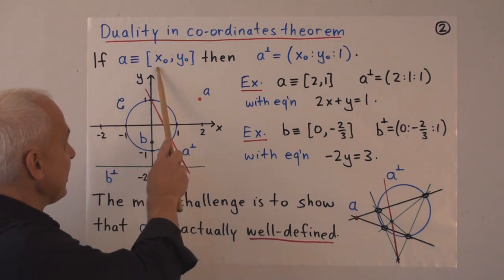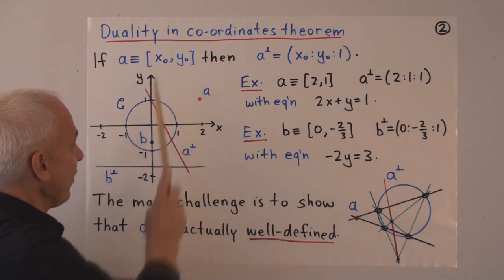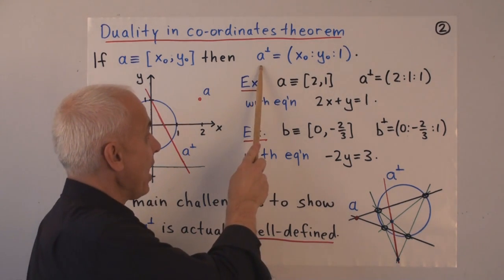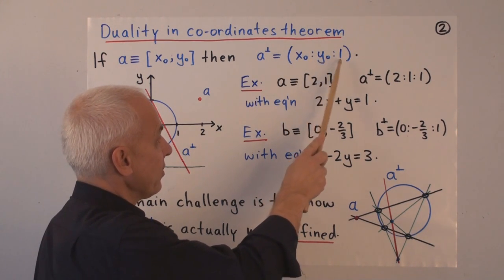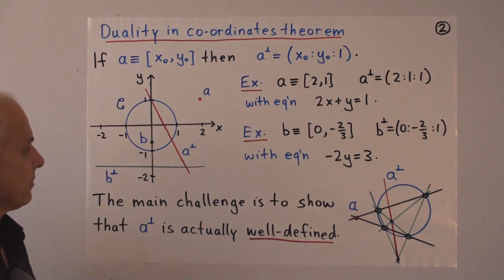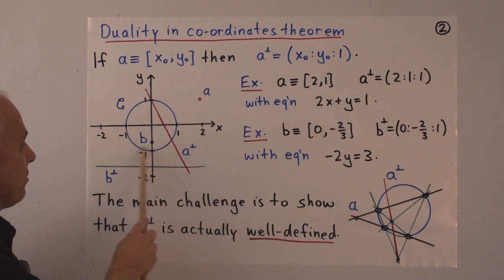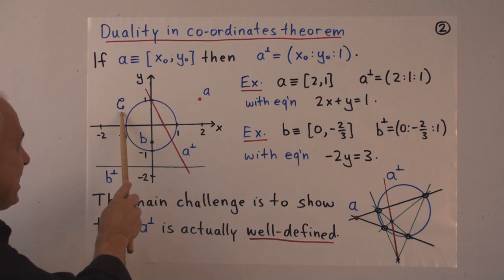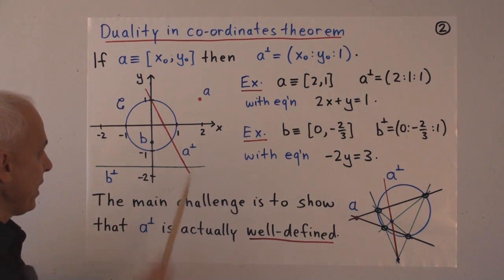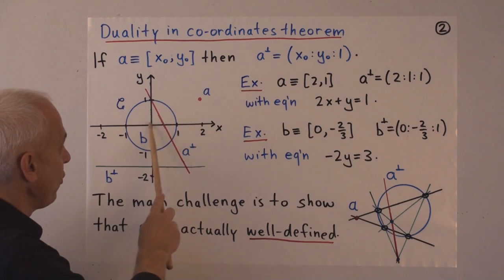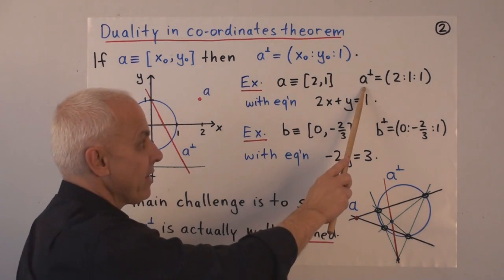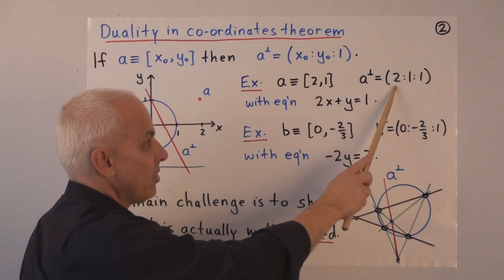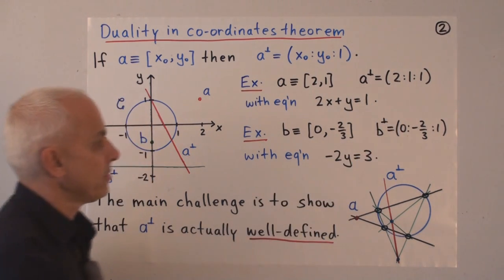So if A is this point here, x0, y0, then the dual line A perp is x0, y0, 1. Let's have a look at one or two examples. Here's our unit circle, C, also called the null circle. Here's a point A with coordinates 2, 1. The theorem tells us that the dual line will have coordinates 2, 1, 1.